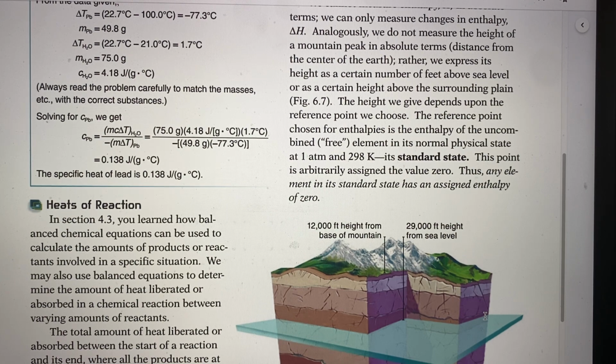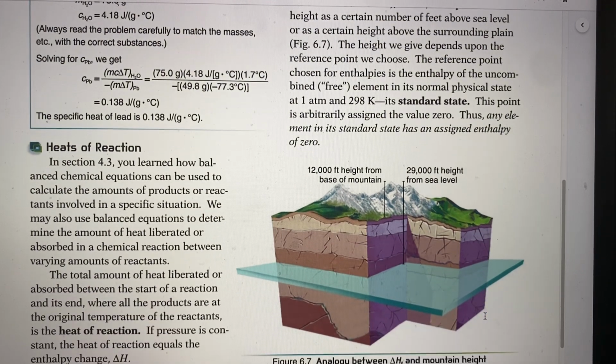So the reference point chosen for enthalpy is the enthalpy of the uncombined free element in its normal state at 1 atmosphere, 290 K, which would be 1 centigrade. K is Kelvin, and that would be its physical normal state. That's why we're taking into account pressure and volume. And this is arbitrarily assigned 0. Thus, any element in its standard state has an assigned enthalpy of 0.